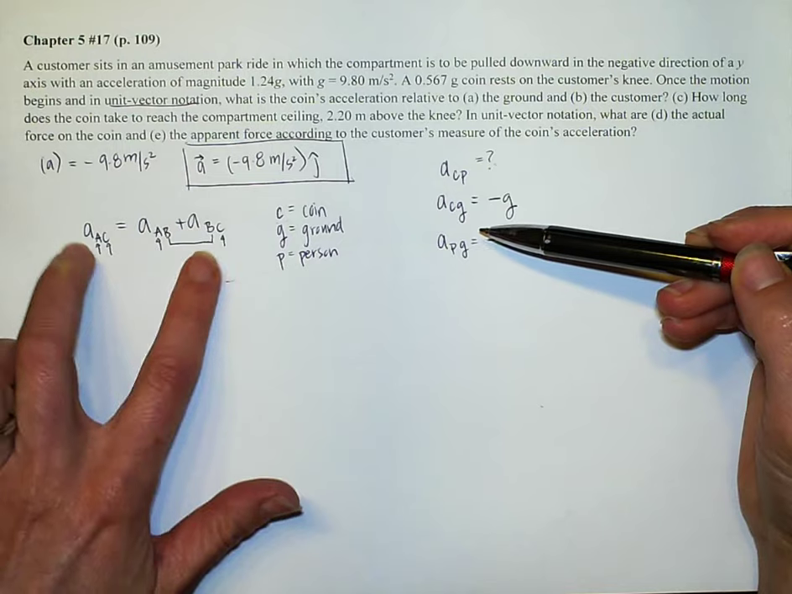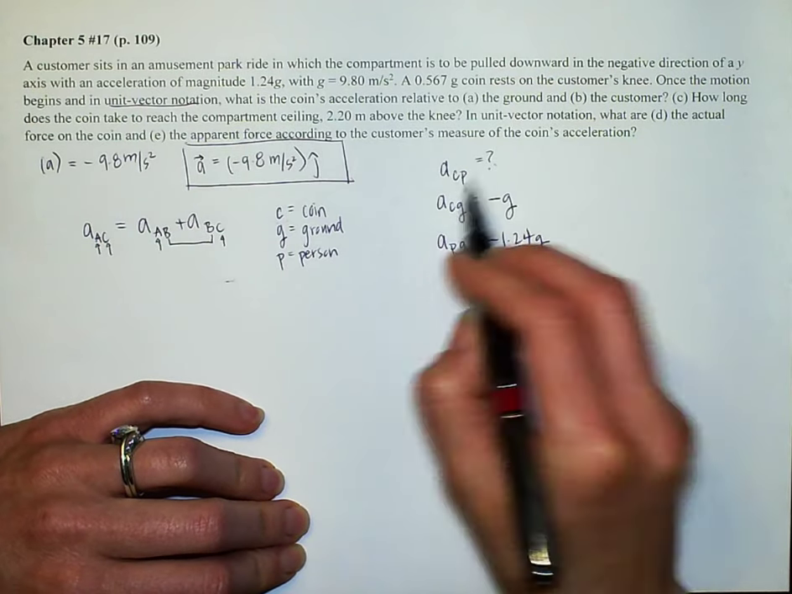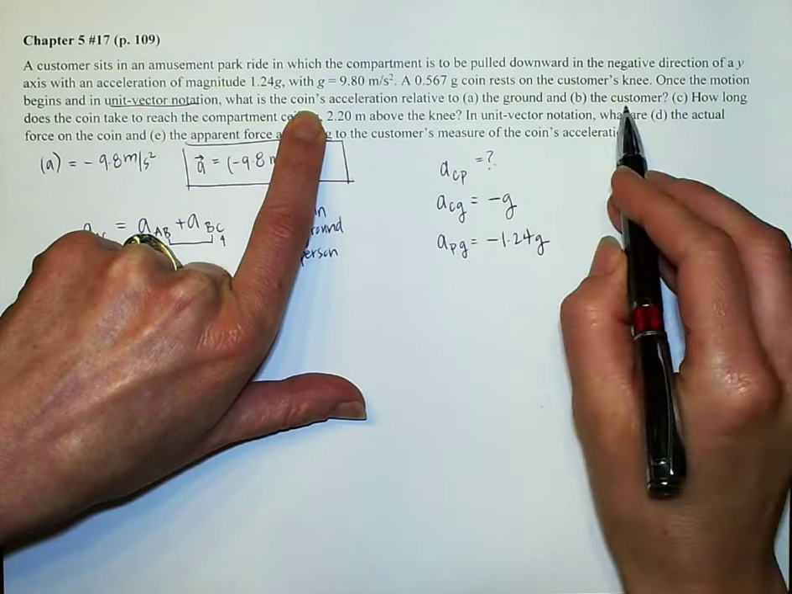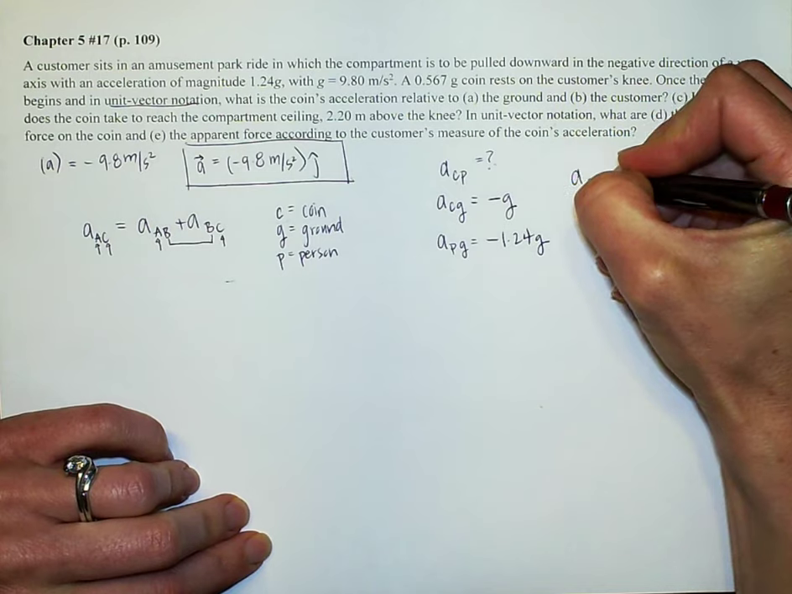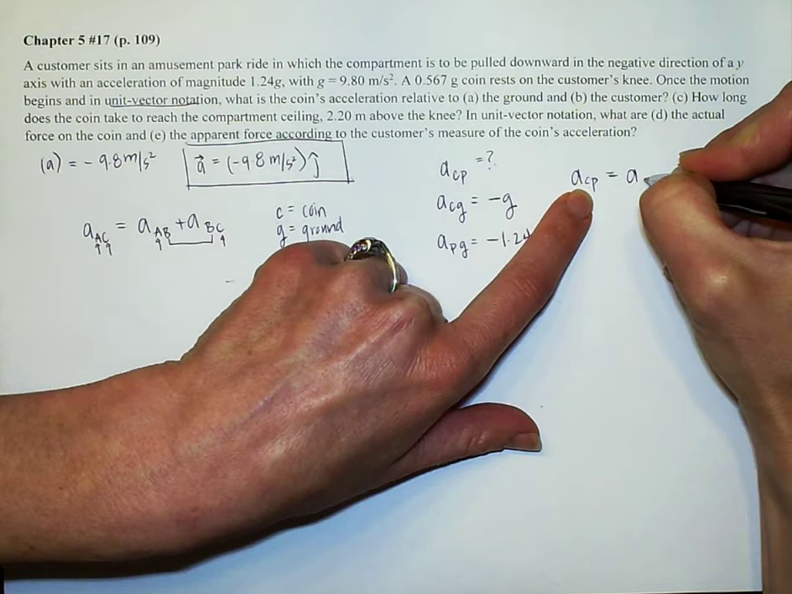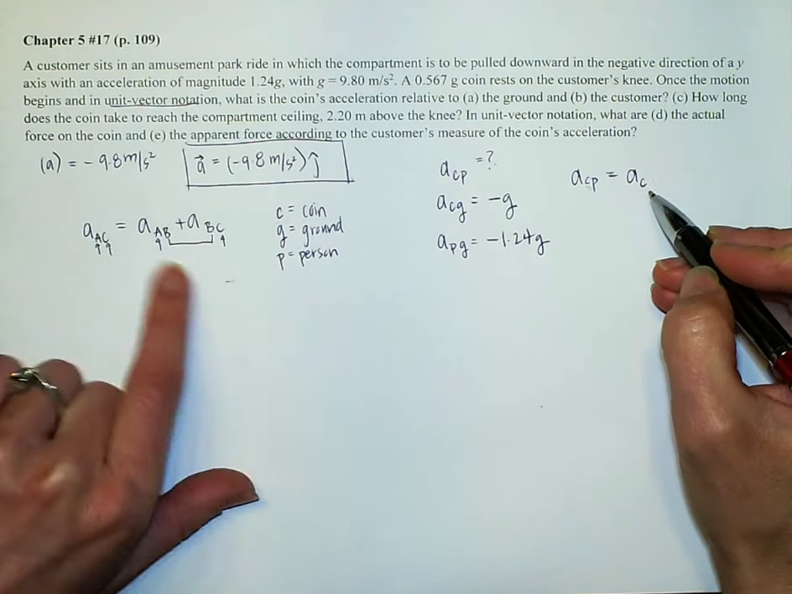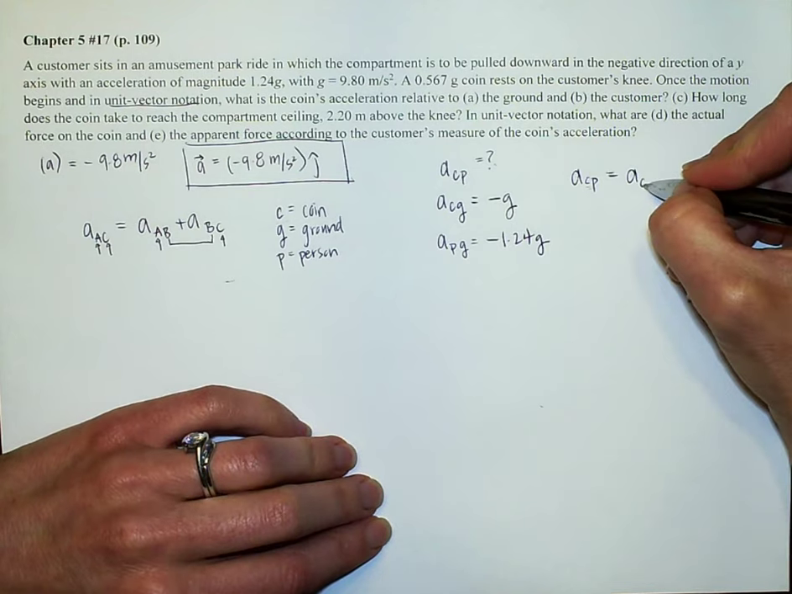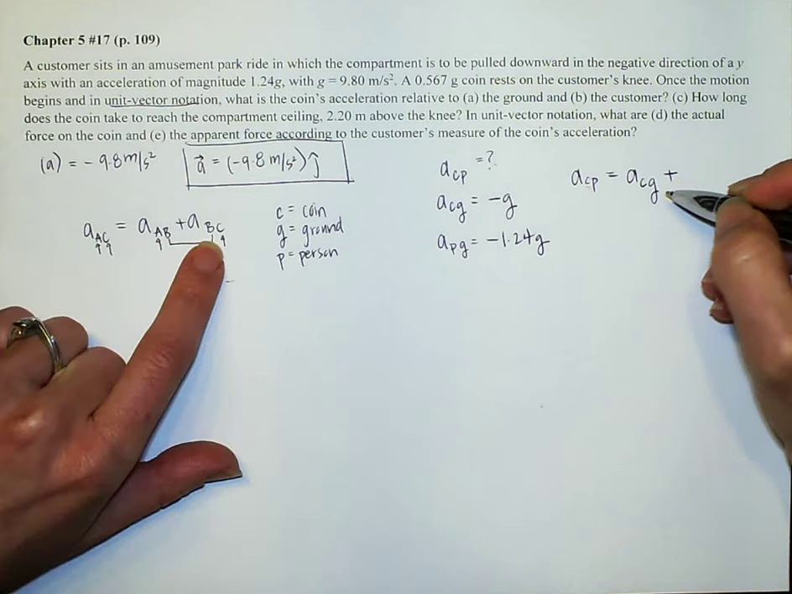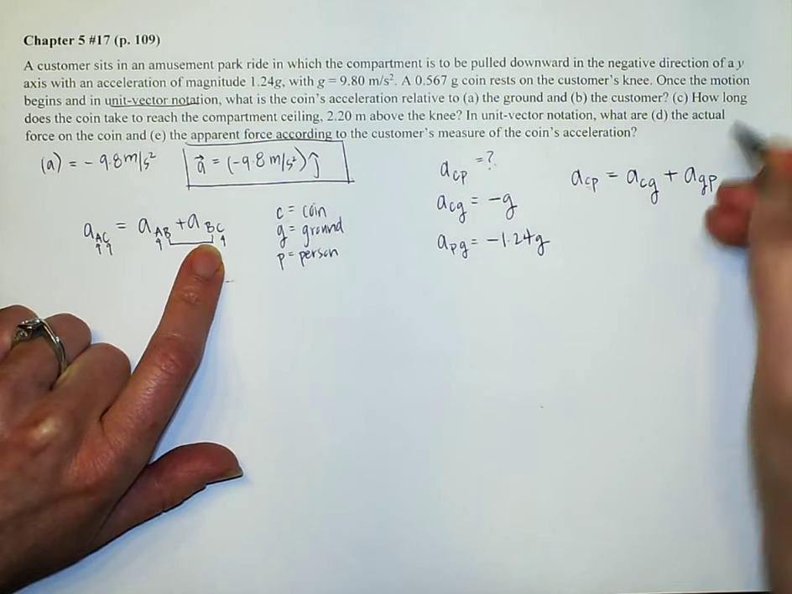So I'm just going to set up a relationship like this for the acceleration of the coin with respect to the person, because that's what we want to know. Coin's acceleration relative to the customer. So acceleration of coin relative to the person equals A, acceleration of the coin. And you notice I don't have ground in here. So that's going to be my middle term here. So acceleration of the coin relative to the ground plus, and I'll just follow the pattern I see here, acceleration of the ground relative to the person.